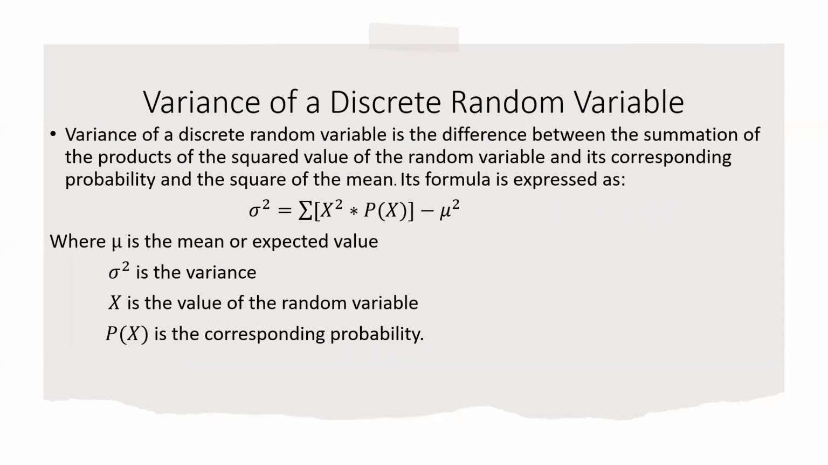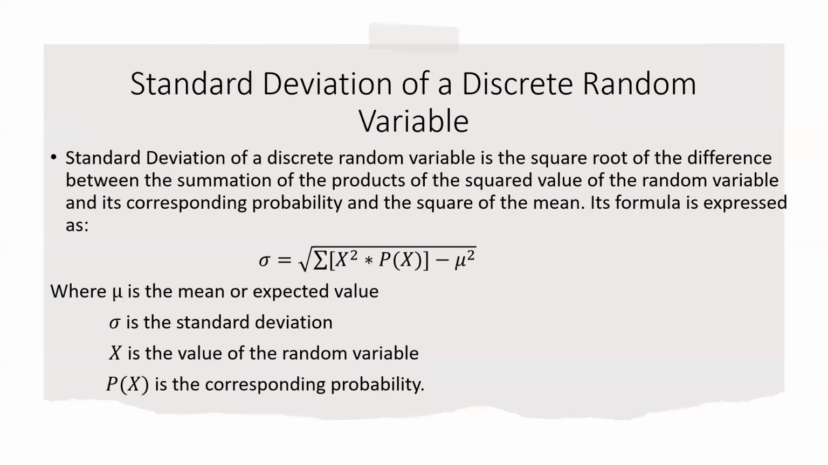So its formula states that sigma squared is equal to the summation of x squared times p of x minus mu squared, where mu is the mean or expected value, sigma squared is the variance, x is the value of the random variable, and p of x is the corresponding probability. To find the standard deviation, you need to have the variance first. All you have to do is find the square root of the variance you have. So that is how you find the standard deviation of the discrete random variable.